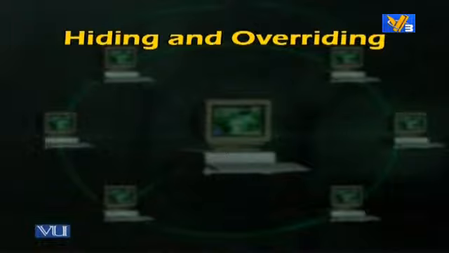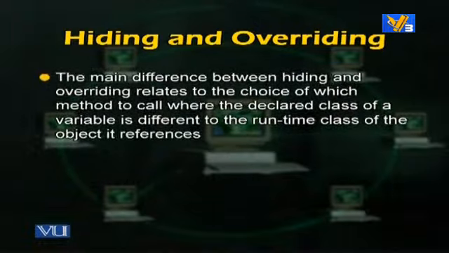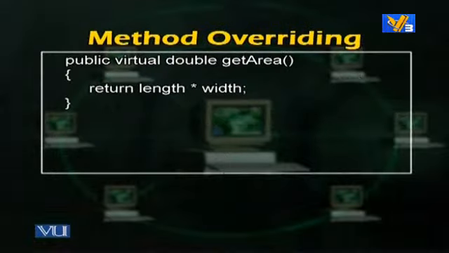The hiding and overriding, the main difference between hiding and overriding is it relates to the choice of which method to call when the declared class of a variable is different to the runtime class of the object it references. What does that mean? Here is one example.